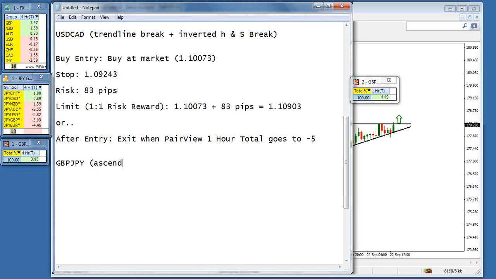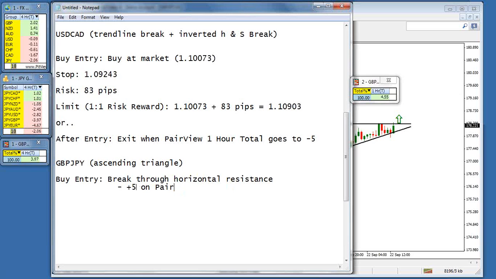This is an ascending triangle, which is horizontal resistance meeting trending support. Buy entry: break through horizontal resistance, and you'd be looking for a +5 on pair view 1 hour totals.